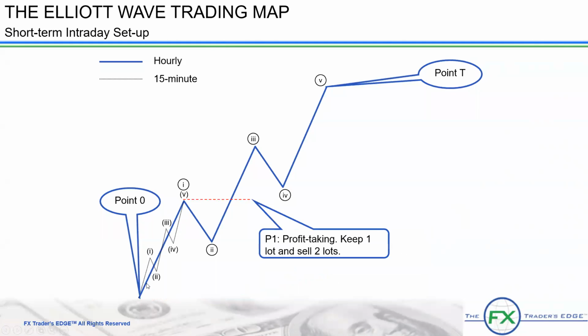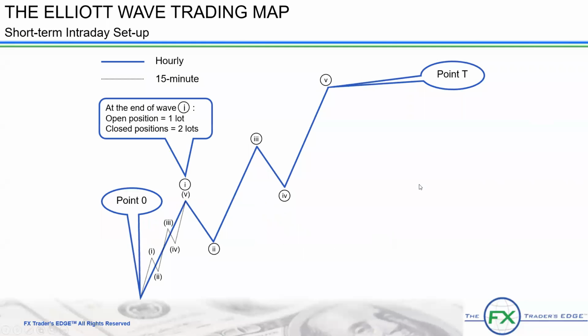Fine. So now the market does its thing. We don't get stopped out. We don't have to stop and reverse. And the market moves up in 5 nice waves. And we have divergence, and we get out of 2 out of the 3 positions, and we keep 1. We have a nice profit. So at the end of circled wave 1, we have a 1 lot open position. We've closed 2 lots. Great.